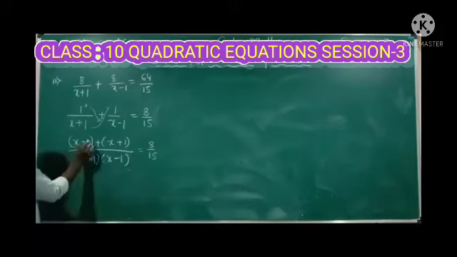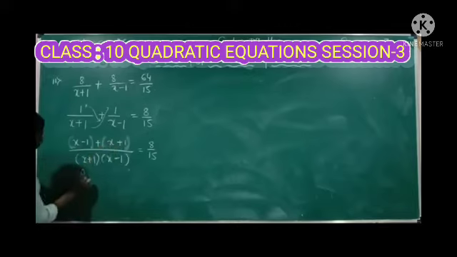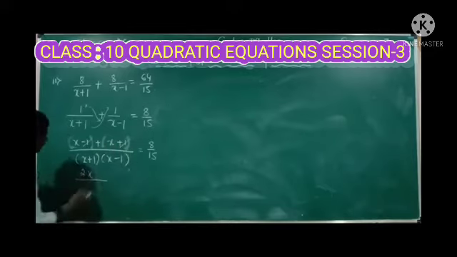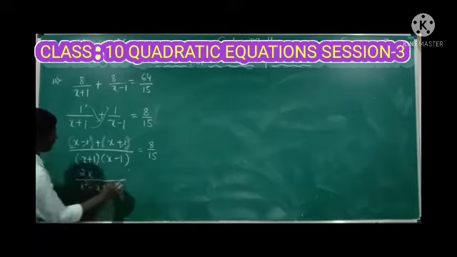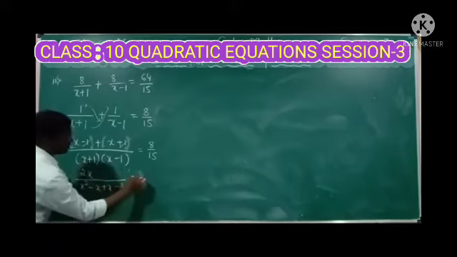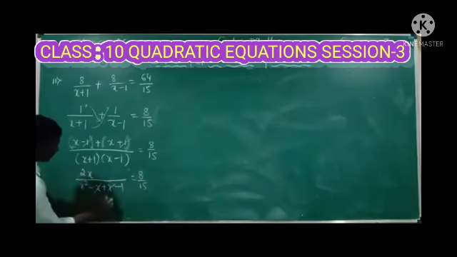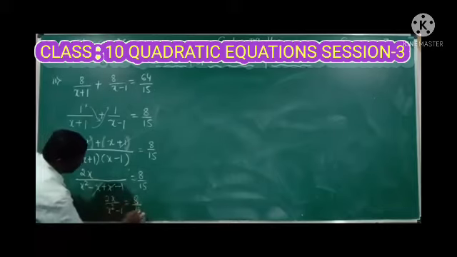Now x plus x is 2x. Just remove these brackets. You can directly add the numerator. X plus x is 2x, plus 1 and minus 1 get cancelled, divided by, now the product of these two binomials: x into x, x square, x into minus 1, minus x, 1 into x, plus x, 1 into 1, minus 1, which is equal to 8 by 15. Here again plus x and minus x get cancelled. The remaining terms are 2x by x square minus 1, which is equal to 8 by 15.